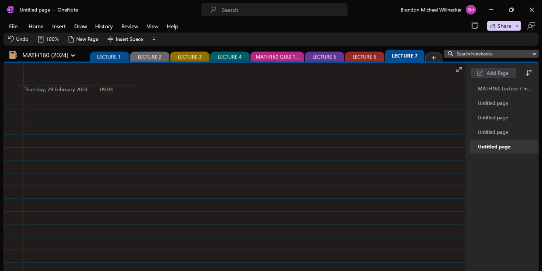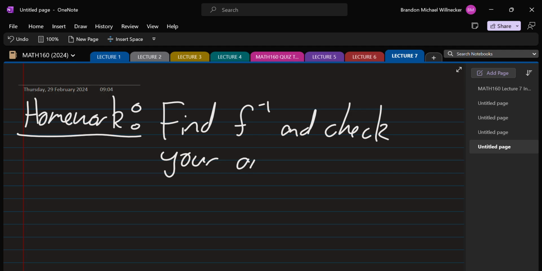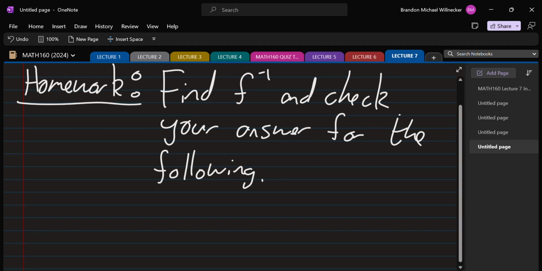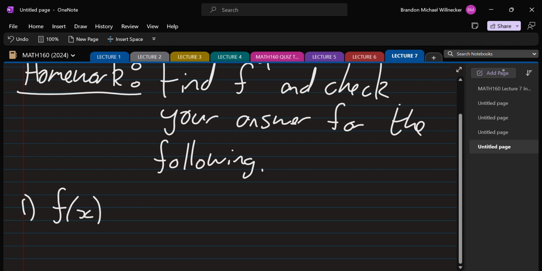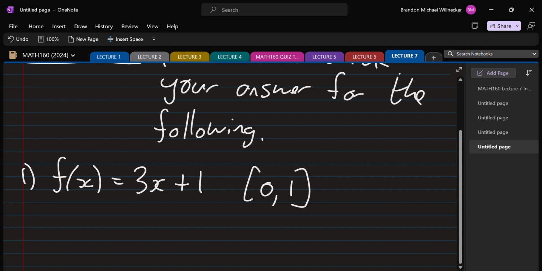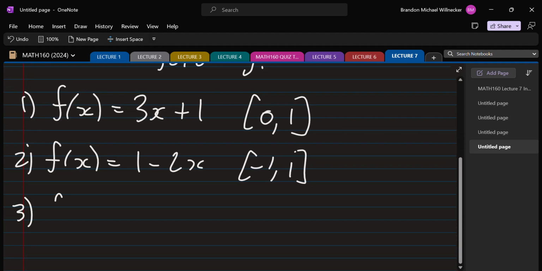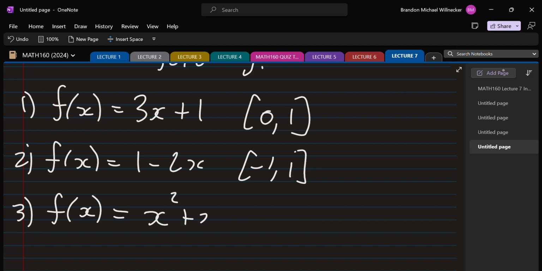Okay. Let's do some homework problems with that. Okay, find f inverse and check your answer for the following. Okay, number 1. f of x equals 3x plus 1. Okay, there's the domain. f of x equals, it was 1 minus 2x. Okay, those three for homework.